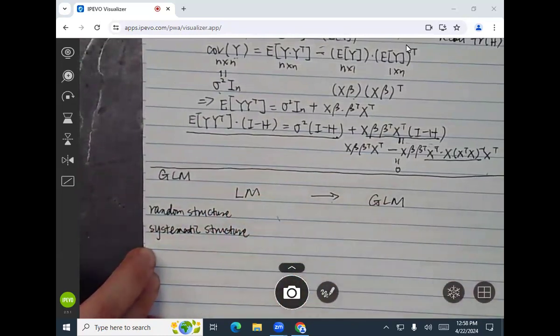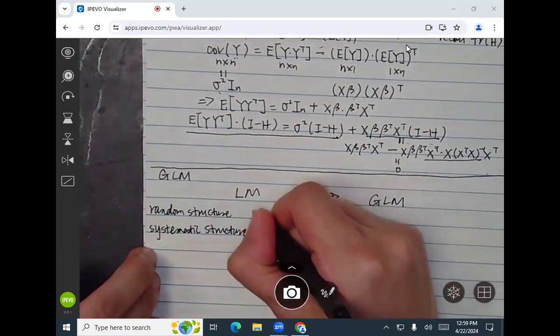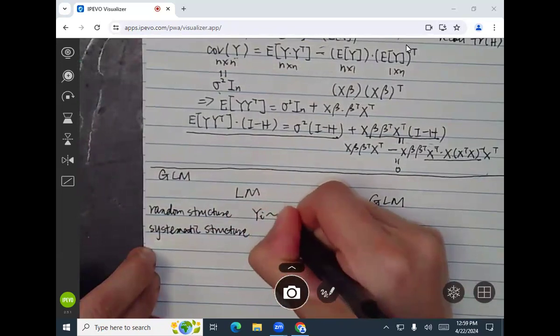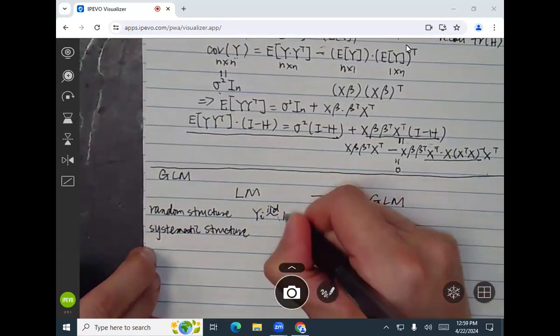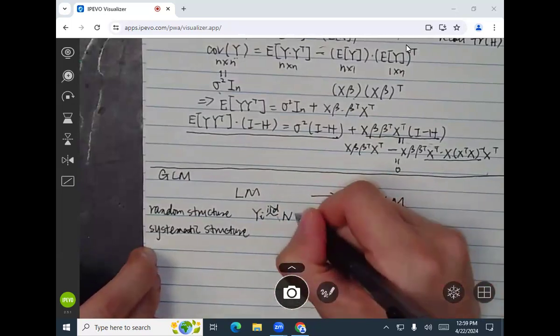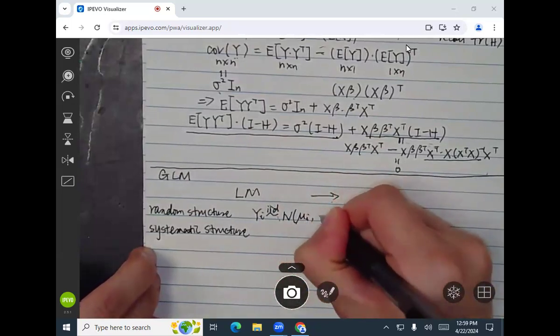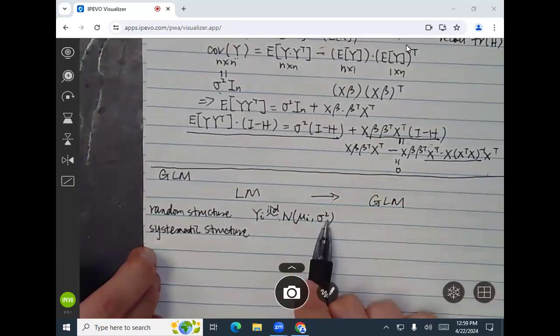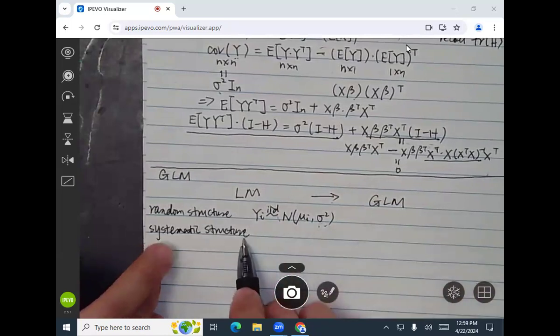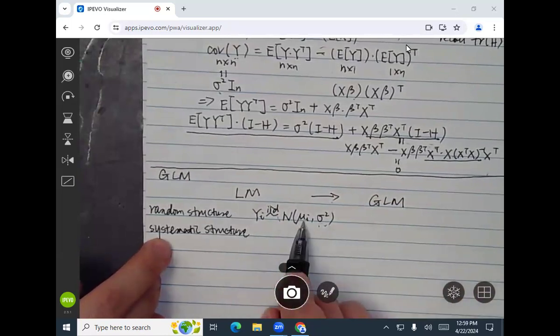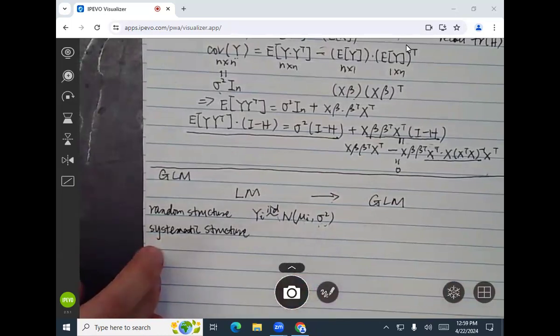So in the linear model, the random structure is that each response, y_i, independently follows its own Gaussian distribution with mean mu_i and common variance sigma squared. So here we are still assuming the simplest homoscedastic assumption. And in the systematic structure, we try to link the mean mu_i to our predictors.